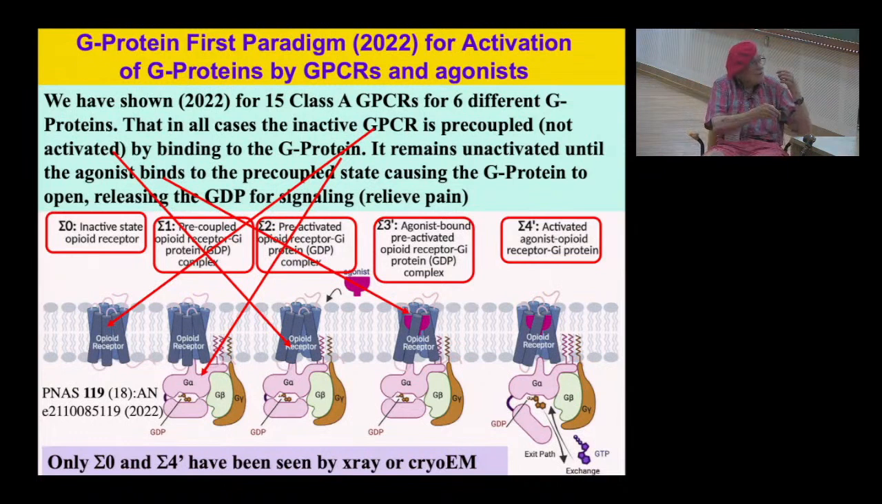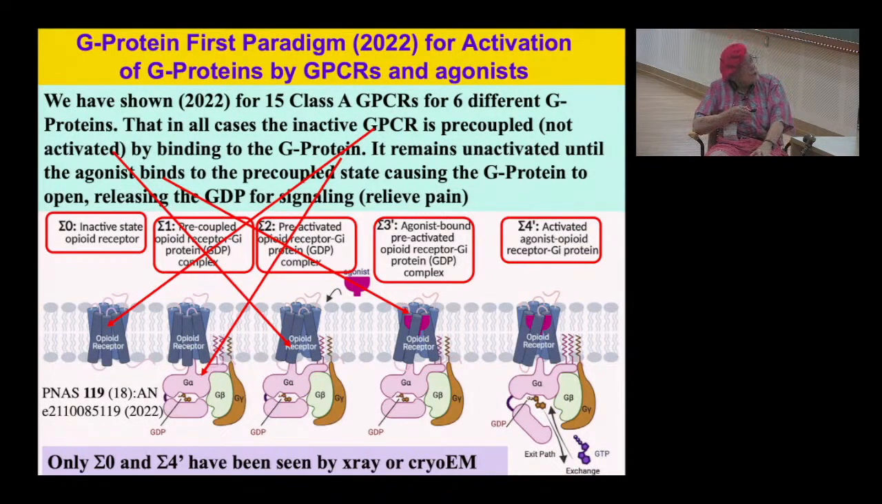Then the alpha 5 helix of the G alpha gets inserted partially into the membrane, but the GDP is not activated. It still has a GDP bound. So you end up with this pre-activated structure, G protein with GDP tightly held between the RAS and helical domains. The G protein is partially activated, partly inserted, and it waits patiently for an agonist to come up and do something.